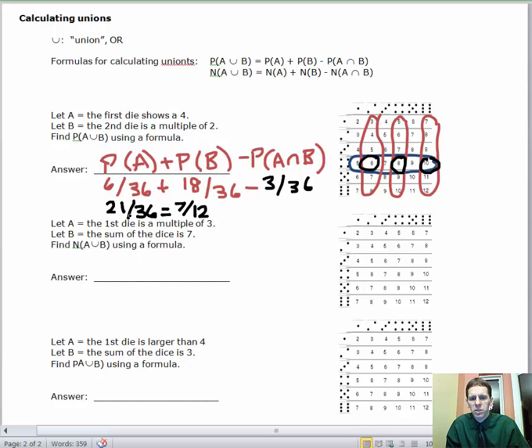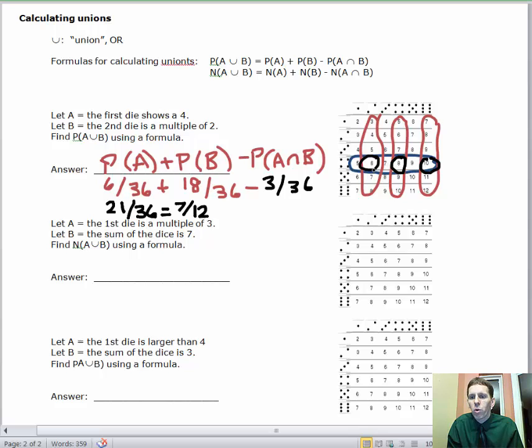So what does our answer 21 over 36 mean? It means there are 21 out of 36 different ways where the first die could show a 4, or the second die could be a multiple of 2. Or in math means either the first event or the second one, or both. And if you were to count anything that is circled here, make sure you're only counting everything once, you would count 21 different things. One easy way to look at it is you have 6 down this row, 6 here, that's 18, 19, 20, 21.